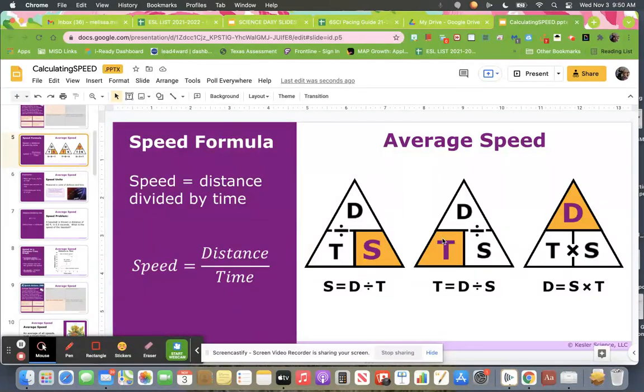For time, if you're ever given a distance and a speed, you're going to need to find time, and time is distance divided by speed. If you ever are given a time and a speed, you're going to need to find distance, and that's distance equals speed times time. Okay, so this is a good page to bookmark, maybe even screenshot and save somewhere. It's a really good one to have.